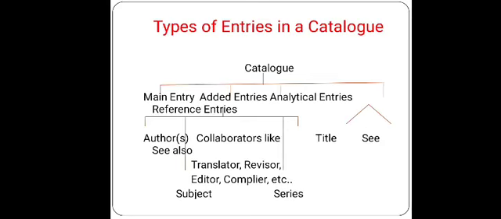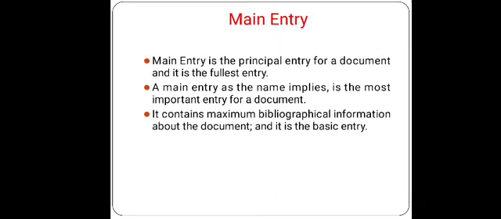Types of entries in a catalog: main entry, added entry, analytical entries, reference entries. Main entry. Main entry is the principal entry for a document and it is the fullest entry. A main entry, as the name implies, is the most important entry for a document. It contains maximum bibliographical information about the document and it is the basic entry.